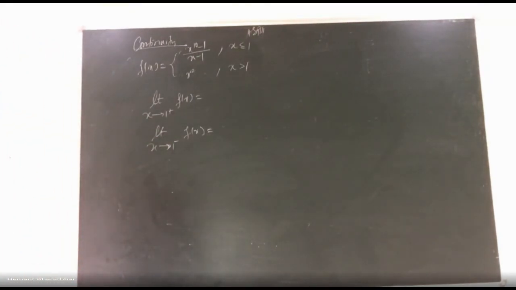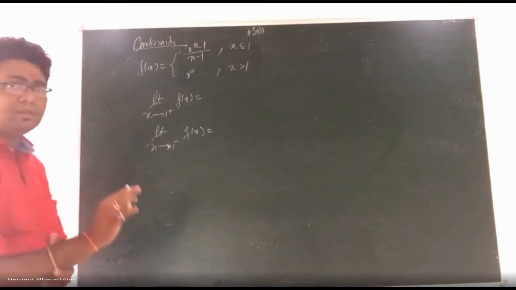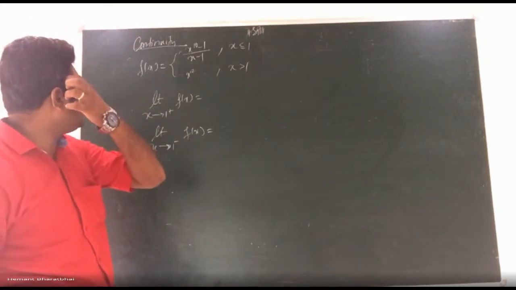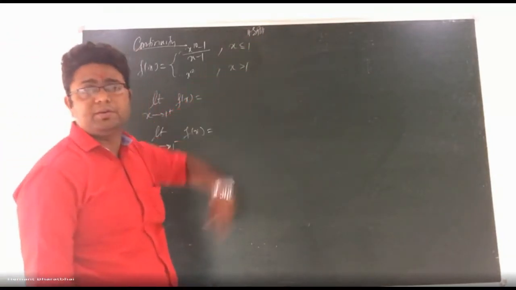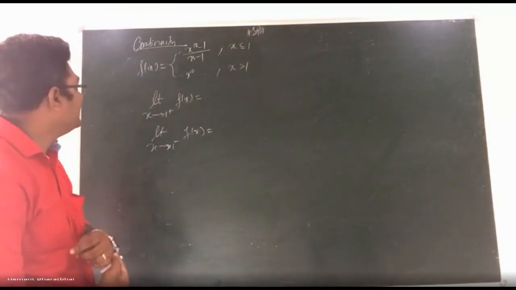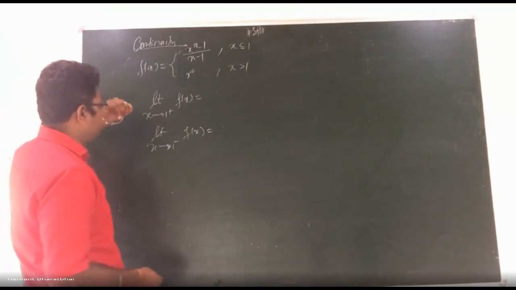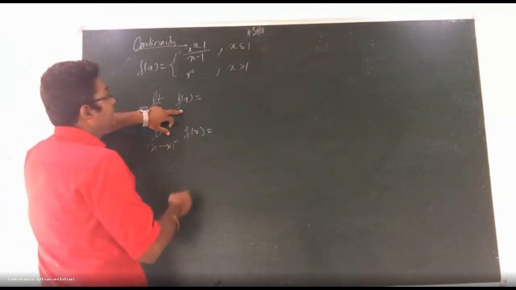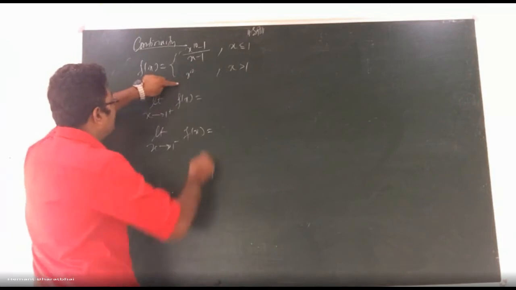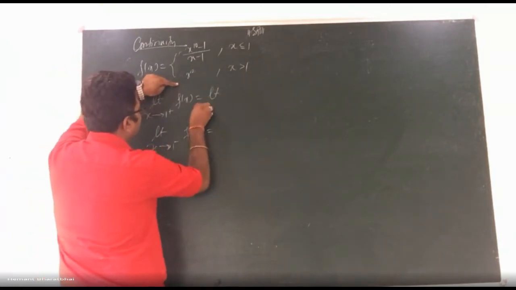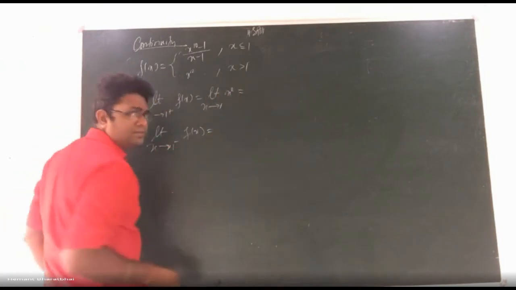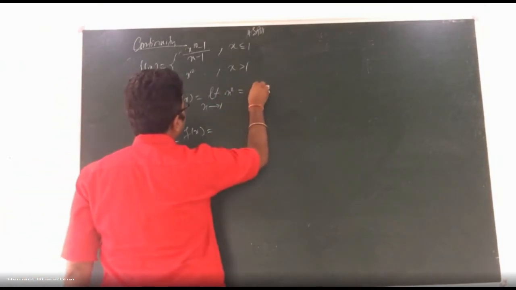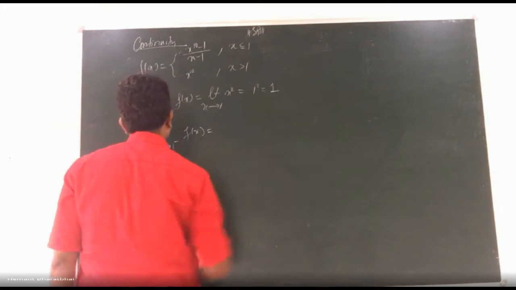So again we have to find out if this given function is continuous or not. Since it is revolving around 1, we have to find the limit as x tends to 1. So again I'll write 1 plus and 1 minus. When I say 1 plus, it means greater than 1, so greater than 1 is this. My function will be limit of x tends to 1 of x squared.